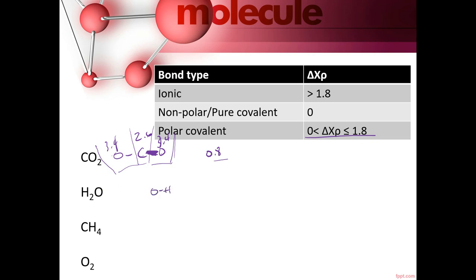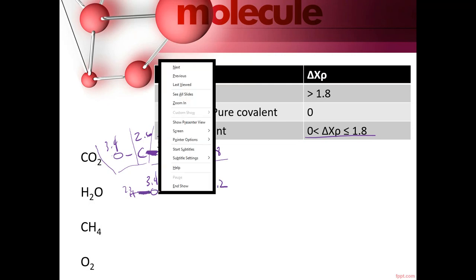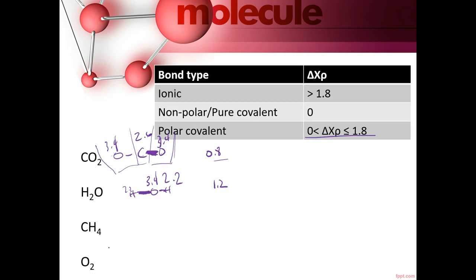H2O, same deal. I have O's and I have H's. Oxygen's electronegativity is still 3.4. Hydrogen's is 2.2. The difference is 1.2. The difference over there is also 1.2. Again, I'm focusing just on the difference in each bond. 3.4 minus 2.2 is 1.2. Also polar, but these guys are not the same polar. This is more polar than this one.